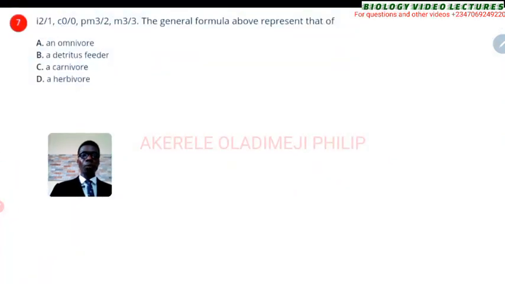All right. Now, what you're seeing here is the dental formula of an organism. I means incisor. It means it has two incisors up, and one incisor down. C means canine. It doesn't have any canine at all, both up and down. PM is premolar, M is molar. Now, what you should know here is this: you can tell the kind of food an organism feeds on by its dental formula. So basically here, for the fact that this organism does not have any canine, it doesn't eat anything that has to do with flesh. So it is a herbivore. But omnivores and carnivores would definitely have canines because they feed on flesh.